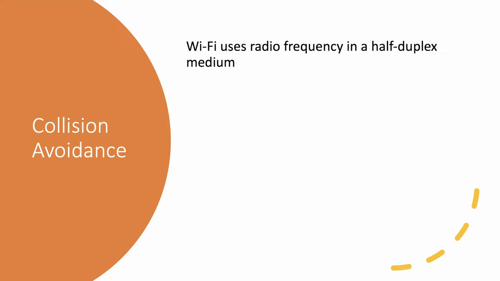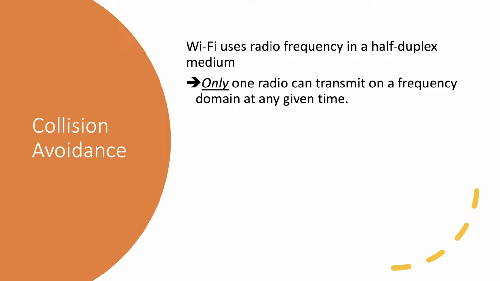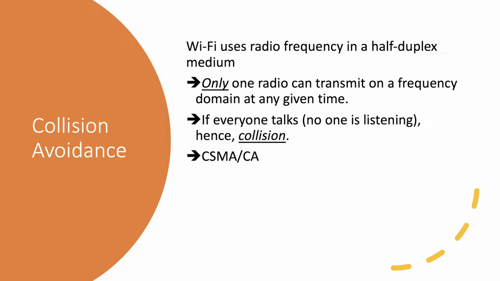We know Wi-Fi uses radio frequency in a half duplex medium. What does this mean? It means only one radio can transmit on a frequency domain at any given time. So just one radio, for uplink and then downlink, it's half duplex. What will happen if all people in a room or in a big area talk? If everyone talks, no one will listen, and what will happen? Collision. No one will understand. What do we need? CSMA/CA, carrier sense multiple access collision avoidance.